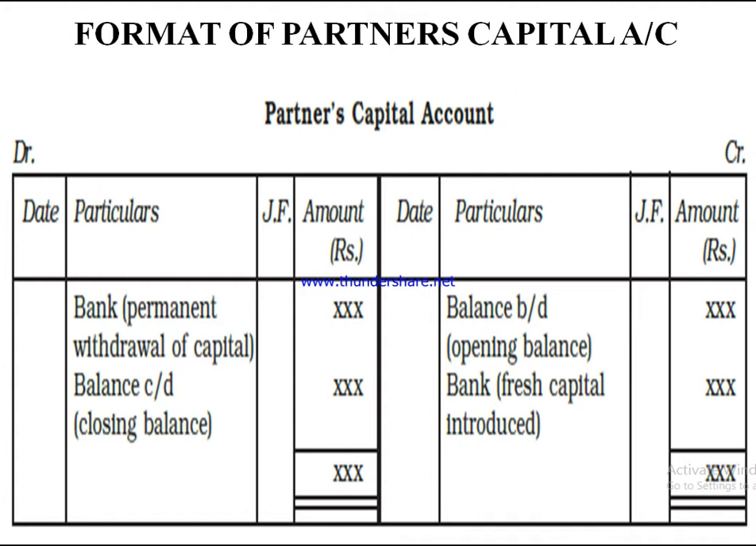So now after that, we will total both the amounts, and then we will get a certain amount here. That same amount should be written on the debit side as the closing balance, or you can also call it a balancing figure, right? So only this much has to be shown in the partner's capital account.